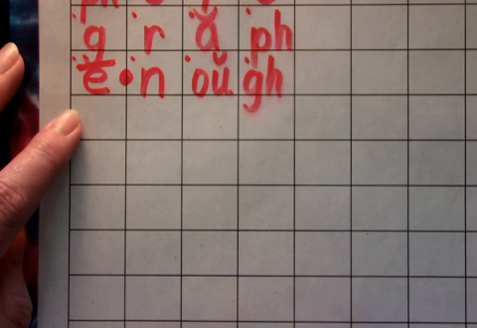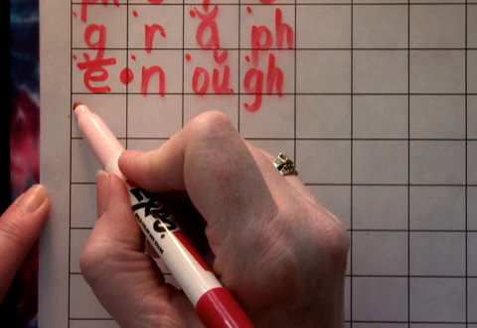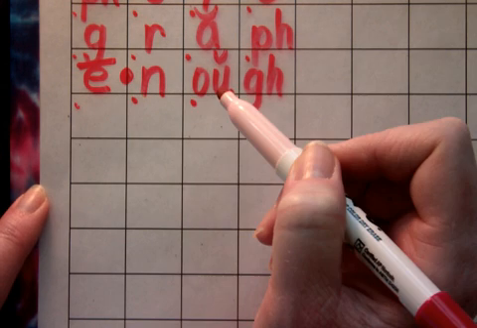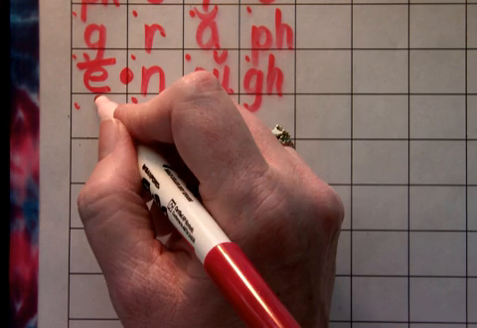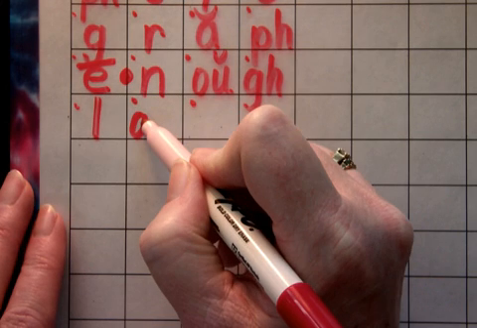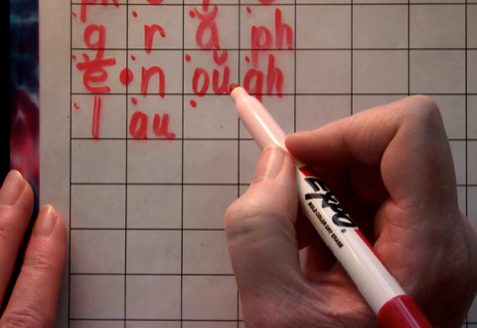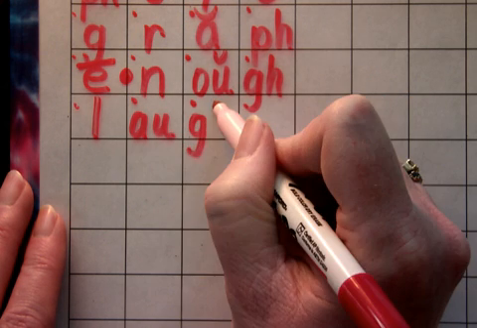Enough. The next word is laugh. I like to laugh. L, A, F. The first sound is L. The next sound is A. It's spelled with A-U. And then F. The G-H is representing the F.